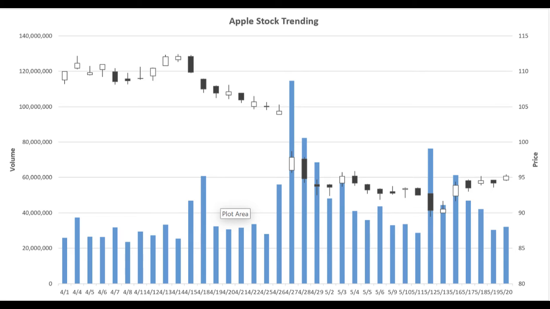However, a few days later on April 7th, the stock price decreased, therefore the box is black. On this day, the share opened at a price of $109.95 and closed at a price of $108.54. The high being $110.42, the low being $108.12.